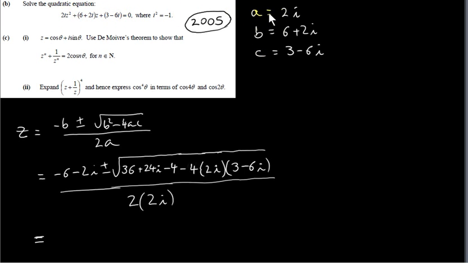a, which is the coefficient of z squared, is 2i. b, the coefficient of z, is 6 plus 2i. c, the constant term, that's the term that doesn't involve z, is 3 minus 6i. So we write down our quadratic equation formula and plug everything in.